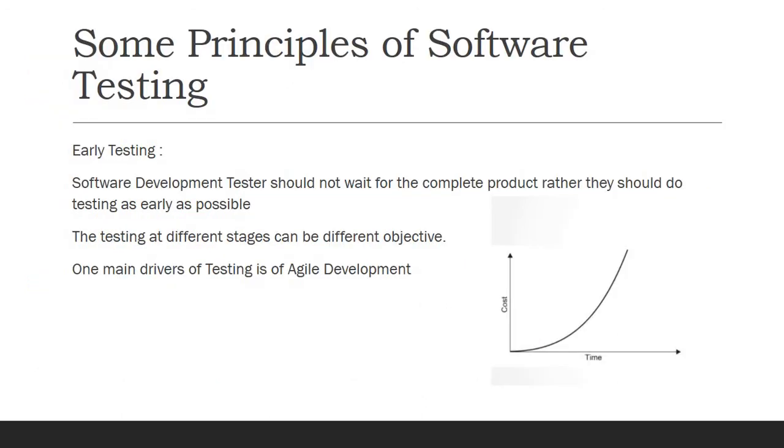Then we have some principles of software testing. Early testing says that the software tester needs to do software testing as early as possible rather than waiting for the entire product to be completed. Here we can see the graph: the earlier you test and find the error, the lower the cost. The more time you take to test, the cost of the application and the cost to solve the bug will go higher.